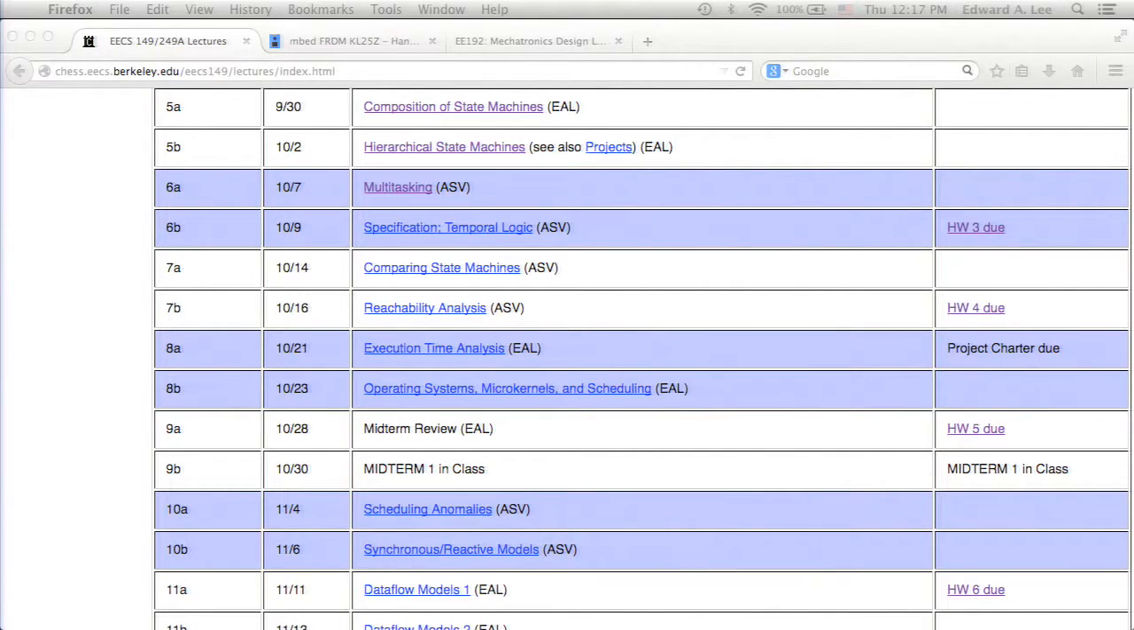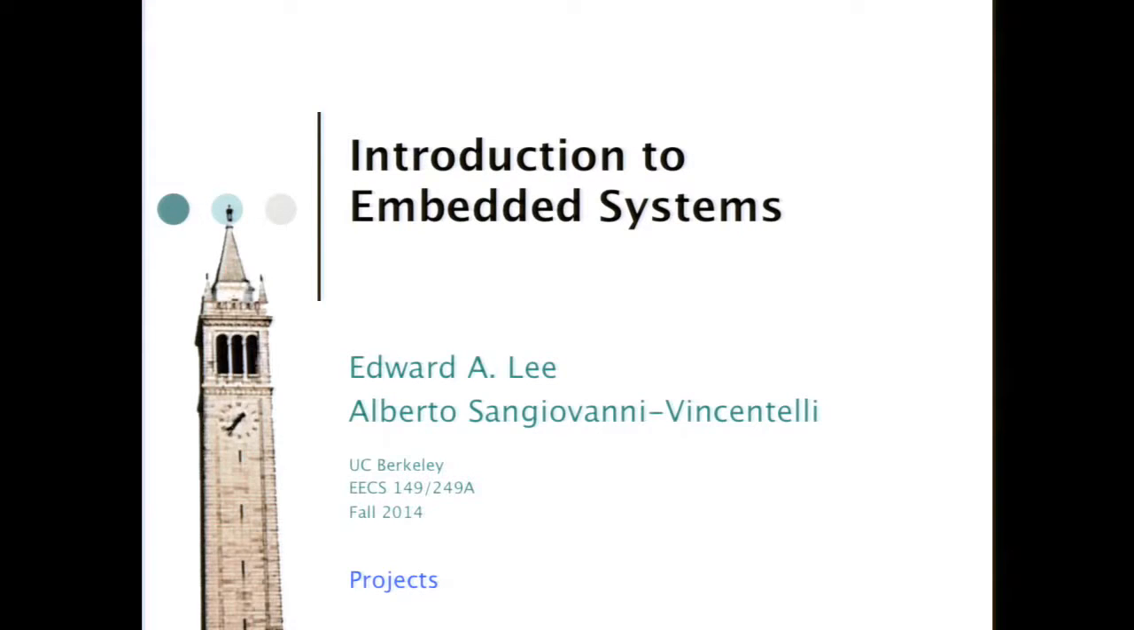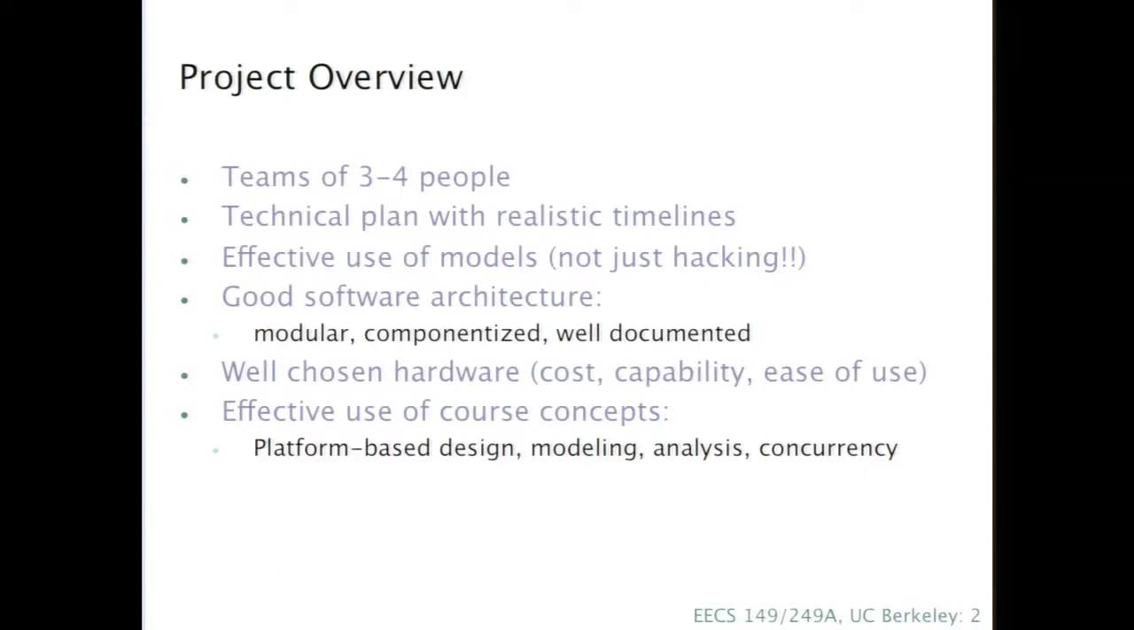So, project overview. You should form teams of 3 to 4 people. In the past, it's always worked to have you self-organize. Okay, but if that fails, appeal to us. You could talk to your GSI first. I would recommend using Piazza also.